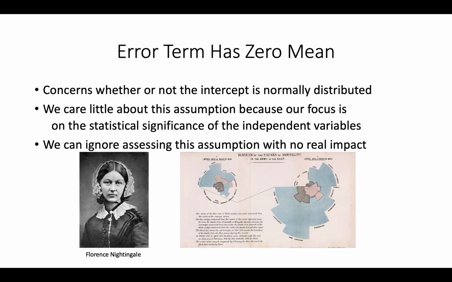The error term has zero mean is our next assumption to consider. It is a minor assumption and only concerns whether or not the y-intercept is normally distributed. Since we focus on the statistical significance of the independent variables, and of the model more generally, we pretty much ignore this assumption.